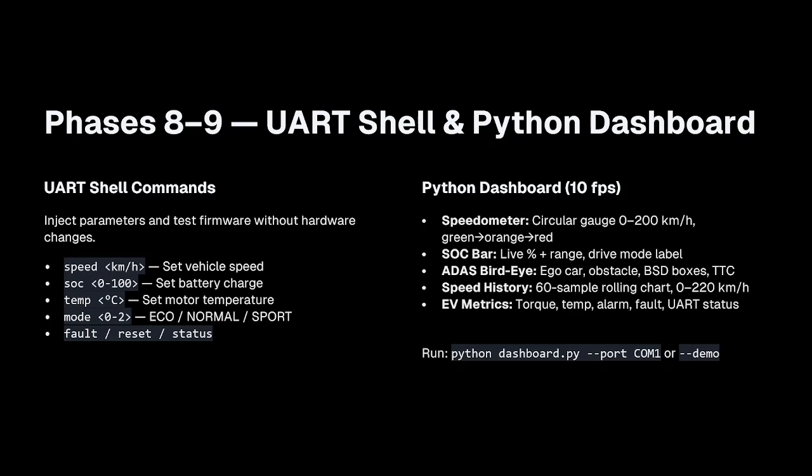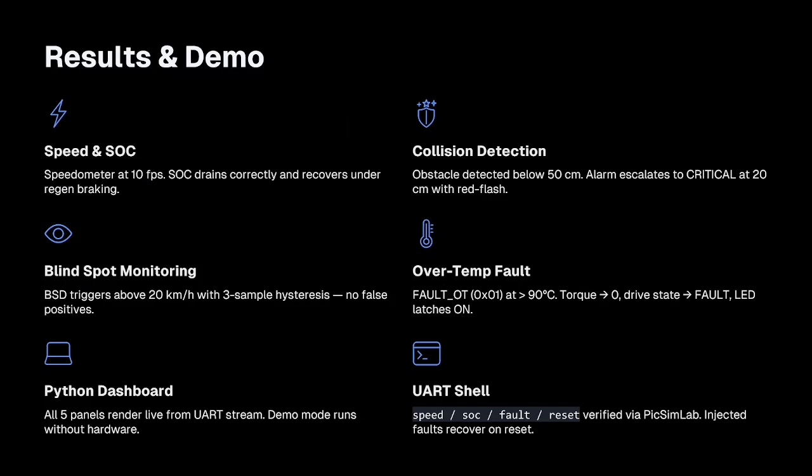Results and demo. The project was tested under multiple operating conditions. The speedometer updated smoothly in real time. Battery charge decreased during driving and increased during regenerative braking. For collision detection, an obstacle was detected below 50 centimeters. The alarm escalates to critical at 20 centimeters with a red flash. Blind spot monitoring also worked as expected.